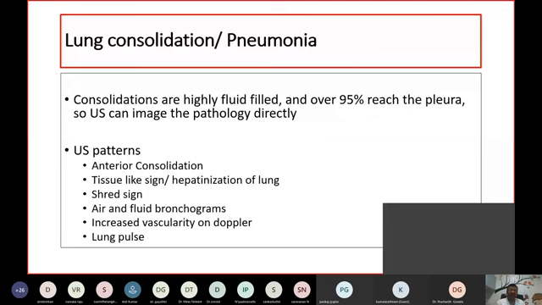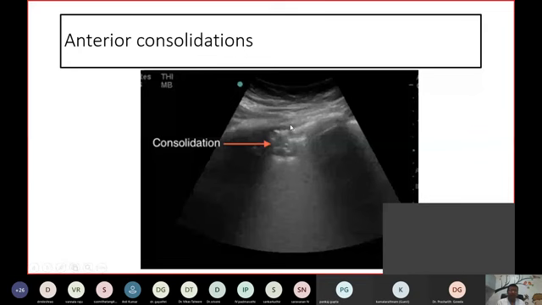Now, anterior consolidations you can make out very easily with lung ultrasound. See the superficial structures, rib shadows on both sides. You see the pleura, and below the pleura you see the consolidation. You can see the consolidated area and B lines below. So this is how anterior consolidation will look.